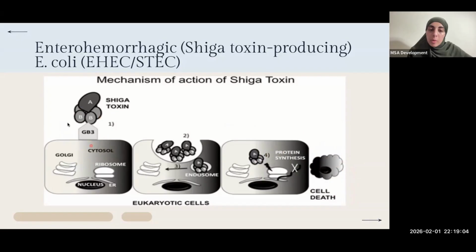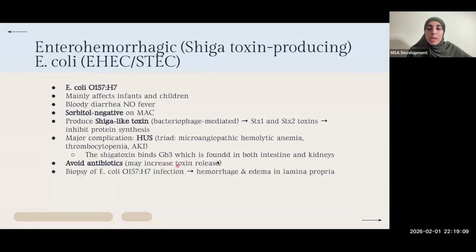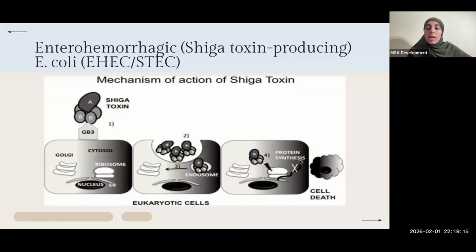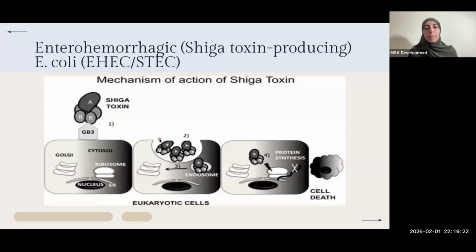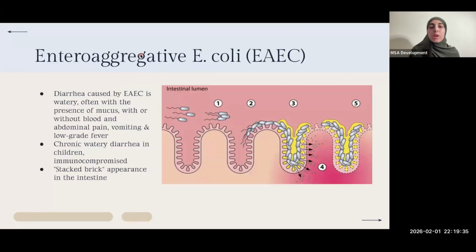And this GB3 molecule here that allows the toxin to bind is the same one that is found in kidneys. So this same GB3 is found both in the intestine and in the kidneys, and this is why the same toxin can go to the kidneys and cause HUS. Okay, so remember, Shiga toxin eventually leads to inhibition of protein synthesis, leading to cell death, and the cell death is why you have hemorrhage, why you have enterohemorrhagic type of infection or diarrhea.